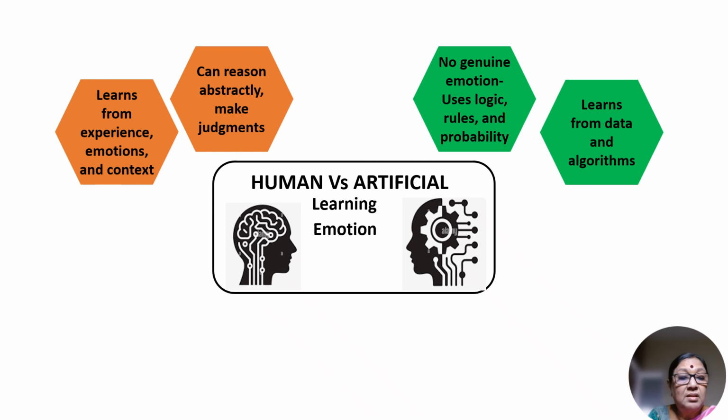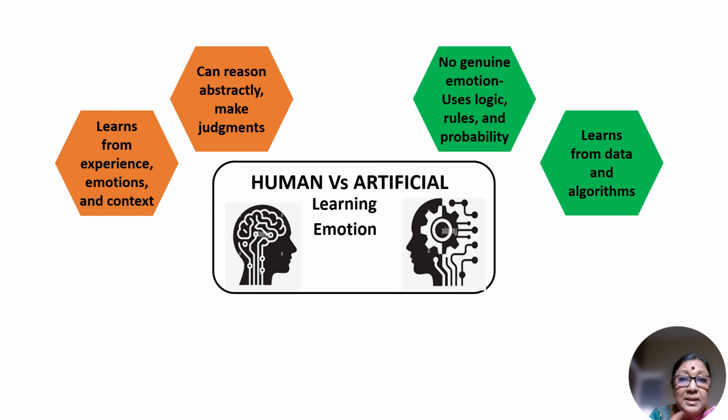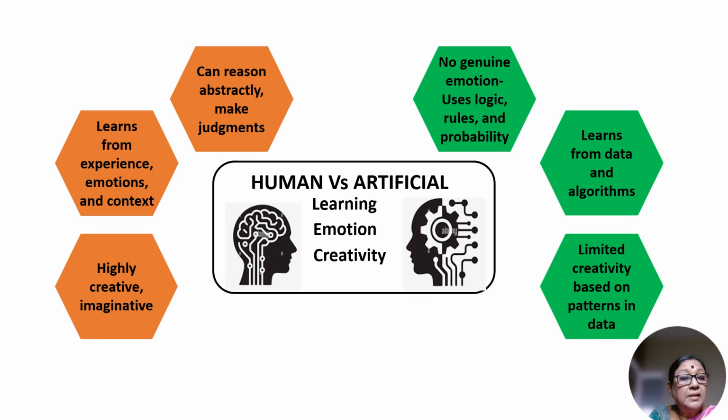Now about emotion, human intelligence learns from experience, emotions, as well as context. So it understands this is the context, this is what will happen. The older you get, you're supposed to be more intelligent. But as far as artificial intelligence is concerned, it learns from data using algorithms. That's all. It does not mean that more data is equivalent to experience, and it has nothing to do with emotions. Then comes creativity.